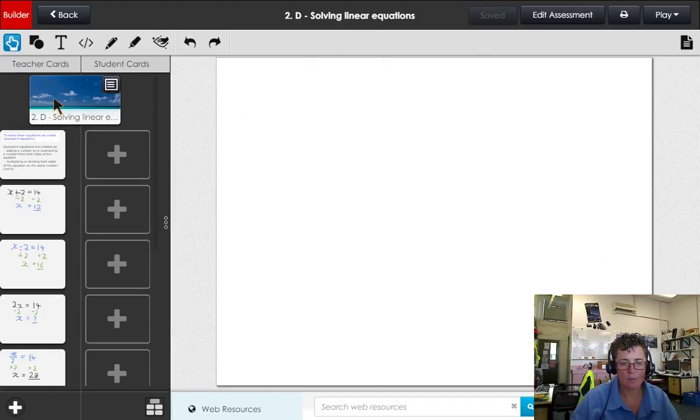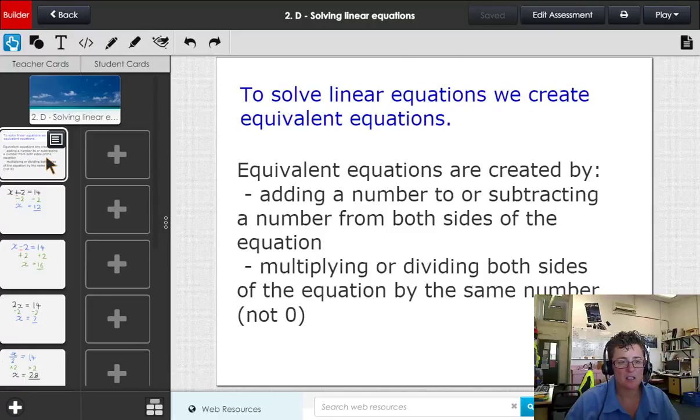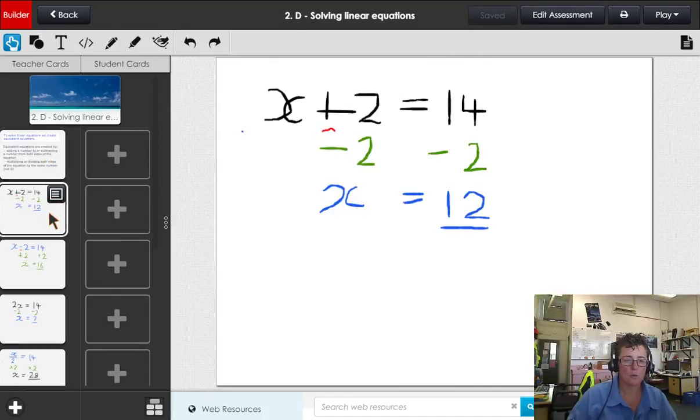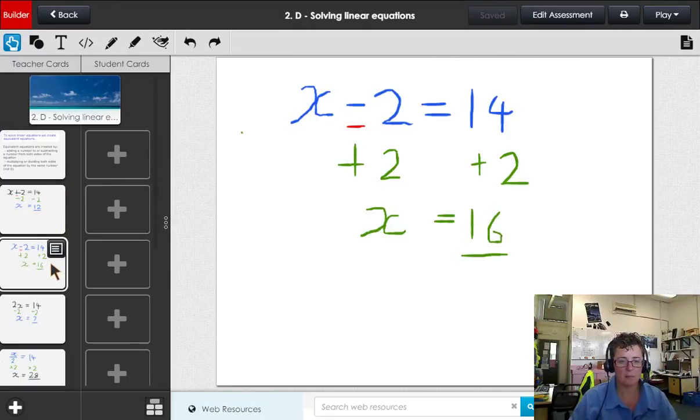Okay, in this session, we're going to be looking again at solving linear equations. As we looked at last lesson, to solve linear equations, what we do to one side, we have to do to the other side. So the examples we used in the last session was this, where we added 2 to both sides, x plus 2 equals 14, subtract 2 from both sides, we get 12. In this one, where we had minus 2, we added 2 to both sides, which gave us 16.